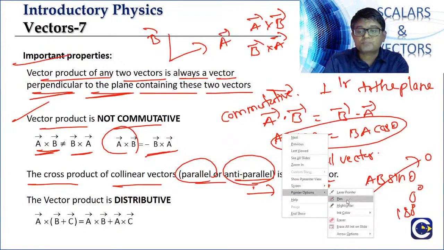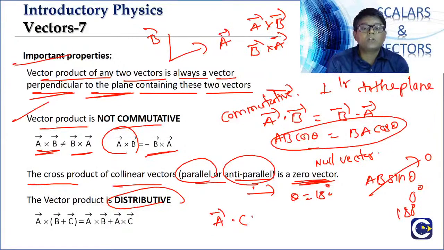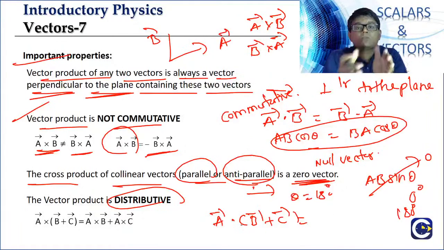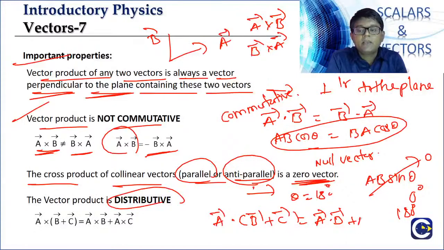The distributive law. So what is the distributive law? Like we have seen in the dot product case also, A dot (B plus C). Distributive law means that when we open up the parenthesis, it will be A dot B plus A dot C. Each of the terms we will multiply. Here multiplication means dot product.